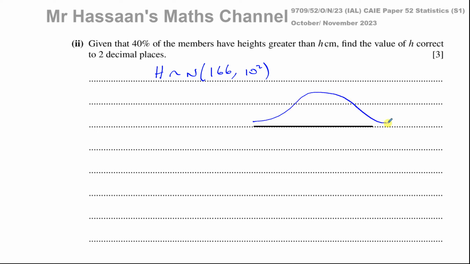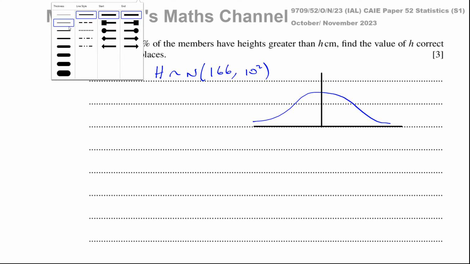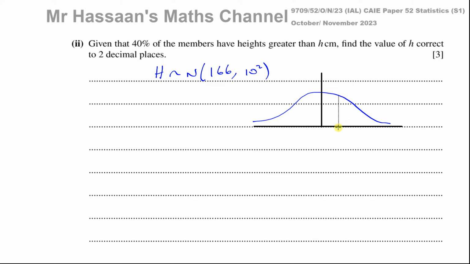Symmetrical. And here we have the mean. Okay, so we know that 40% of the members have heights greater than h centimeters. So 40% of the members have to have a height greater than that. So we know that our Z value is going to be somewhere over here. It's going to be somewhere positive, right? Because the number of people bigger than that value is less than half of it.